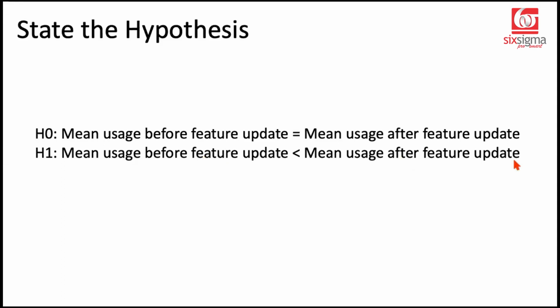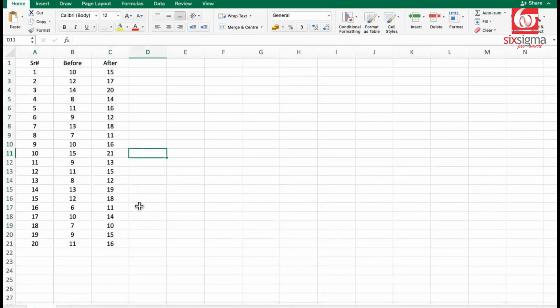Let's quickly jump onto the data and see how it looks. All right, here we go. So we have 20 observations and each observation is paired. You can imagine these are 20 different users. So we can say for user one, the consumption before the feature update was 10 minutes, but after the update, it's 15 minutes. Similarly, we have these paired observations. You can think of each paired observation as coming from a particular user.